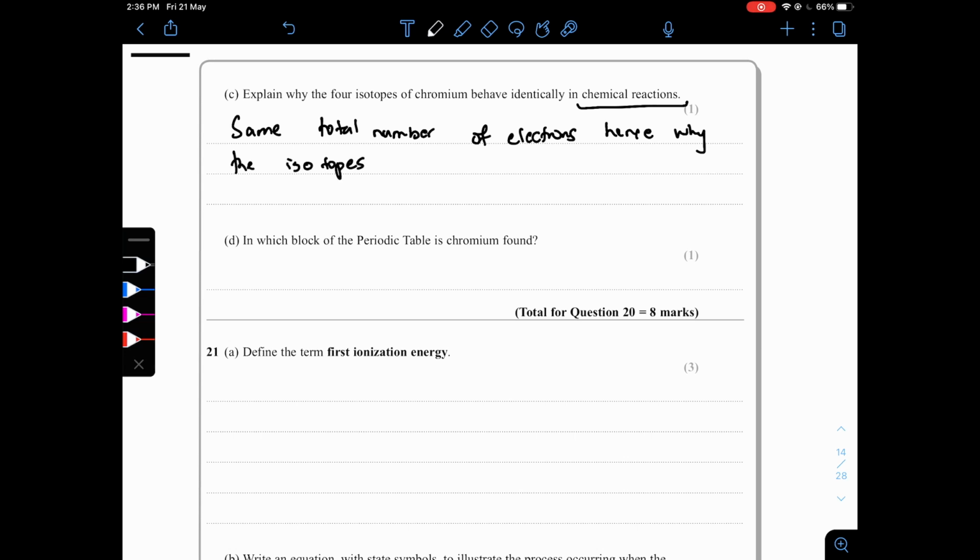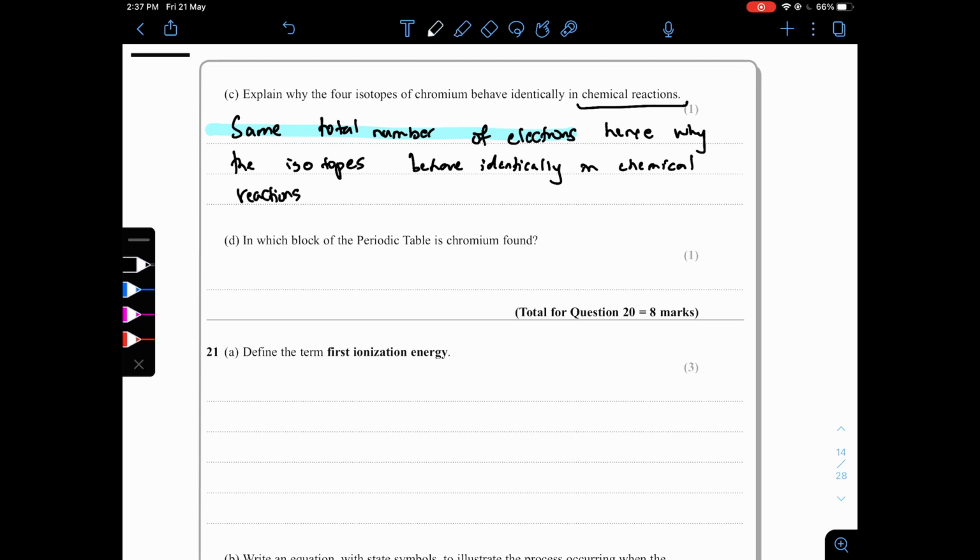Why the isotopes behave identically in chemical reactions. Okay, so the key thing here is we have the same total number of electrons.